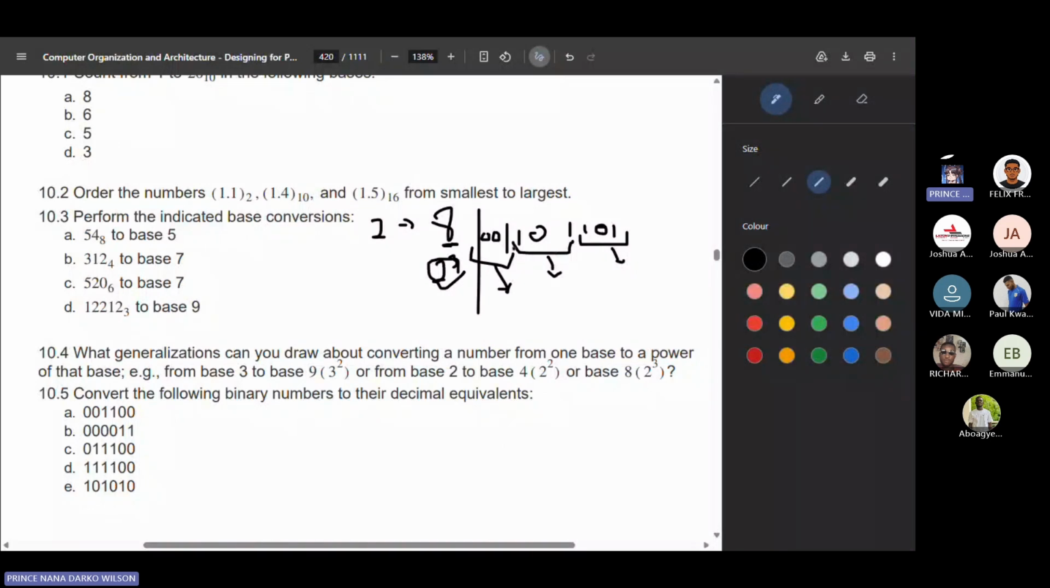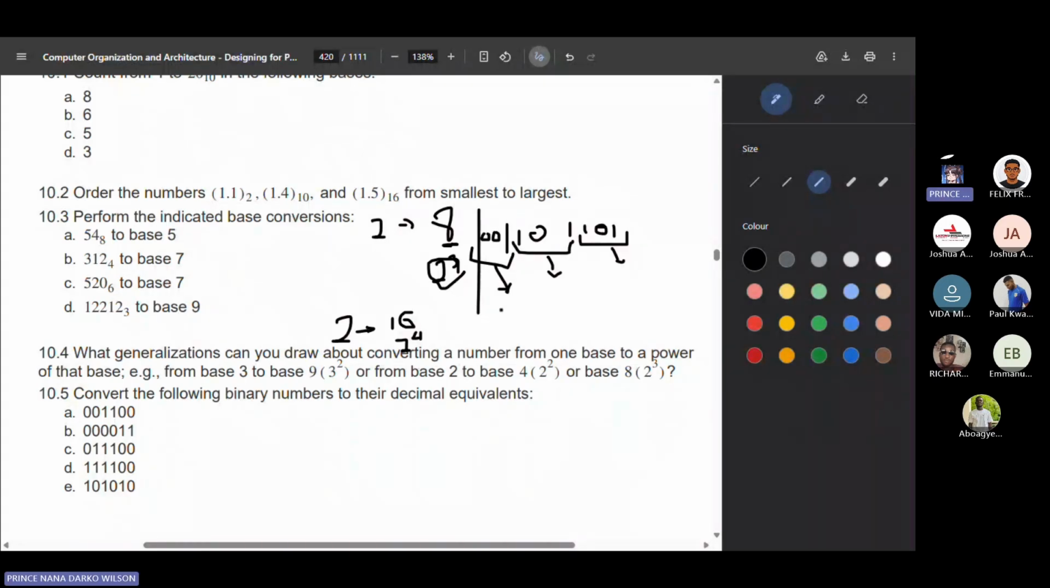The same idea applies to hex. If I want to change from binary to hexadecimal, that's base 16. You know that 16 is 2 to the power 4. So what do we do here? All we have to do this time is group the bits in groups of 4. So when you're converting from binary into hex, you just do the grouping in groups of 4.